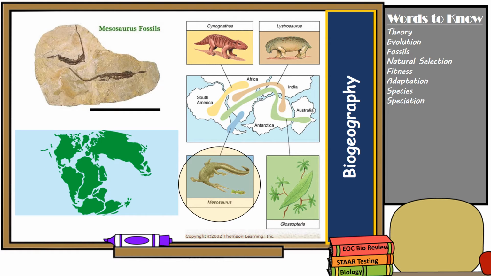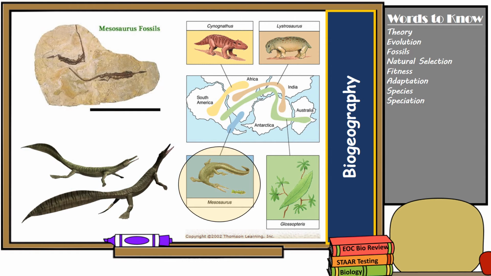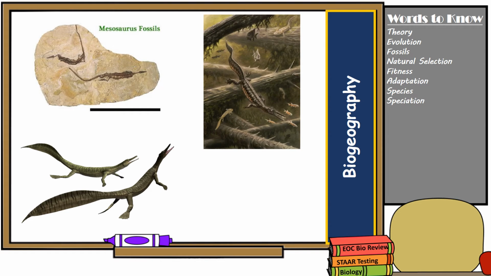For instance, fossils of a reptile called Mesosaurus provide great evidence of how continental drift changed the distribution of Earth's organisms. Now, this reptile lived more than 250 million years ago, and scientists have found fossils of it in both South America and Africa. Now, it's important to note that this organism did not live in the ocean. It actually lived in freshwater lakes, ponds, and rivers.